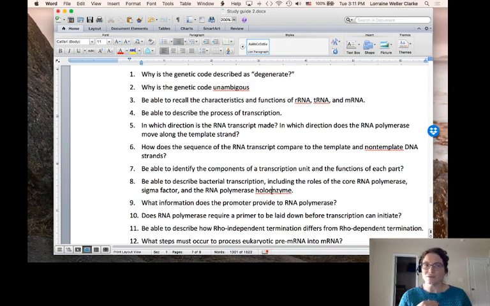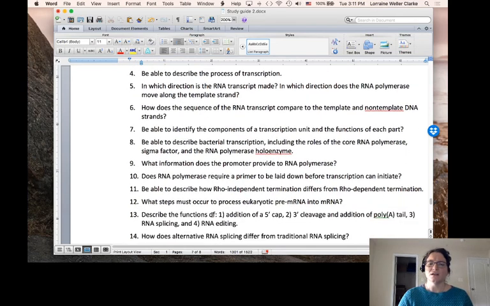I suggest you go through, before you take the test, just spend a few minutes and say, can I answer this? How would I answer this? Can I answer that? How could I answer that? Okay? How do these different parts work? How do you process eukaryotic pre-mRNA to mRNA? What is the function of doing these various things?